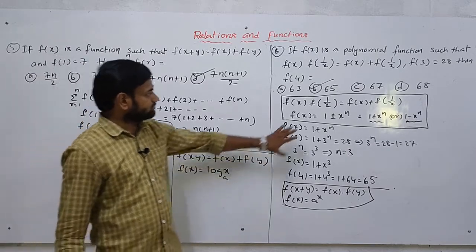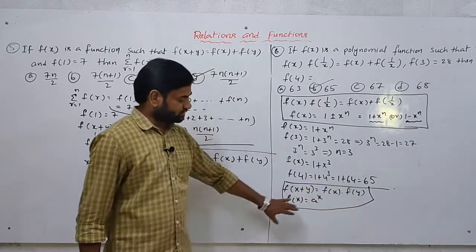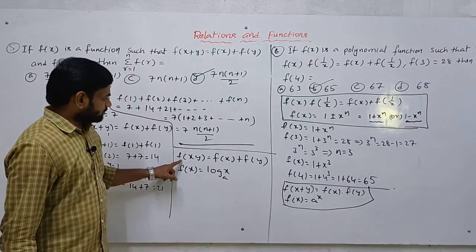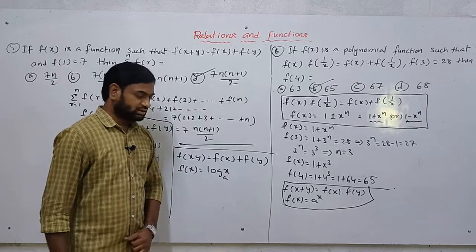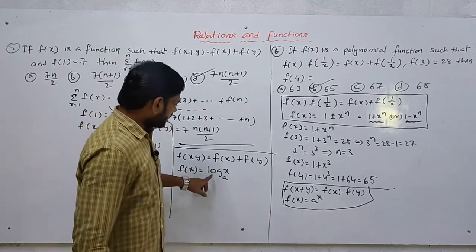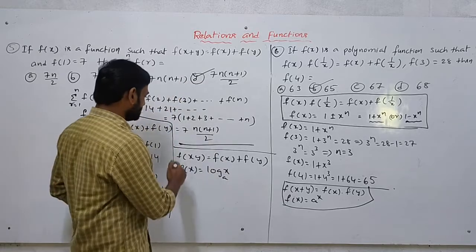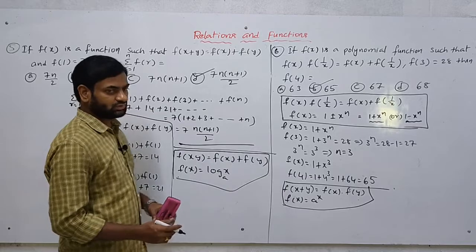Three formats I am giving. This one, f(x+y) = f(x)·f(y), then we have f(x) = a^x. Where f(x*y) = f(x) + f(y), then f(x) = log x to the base a. These are the three important formats here.